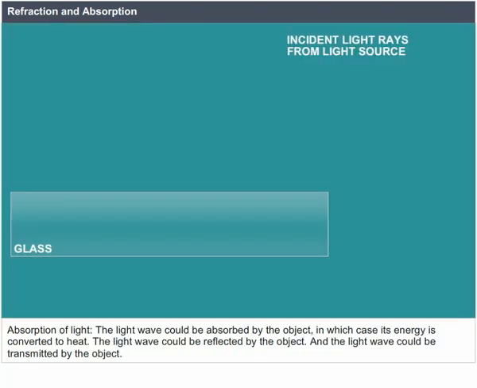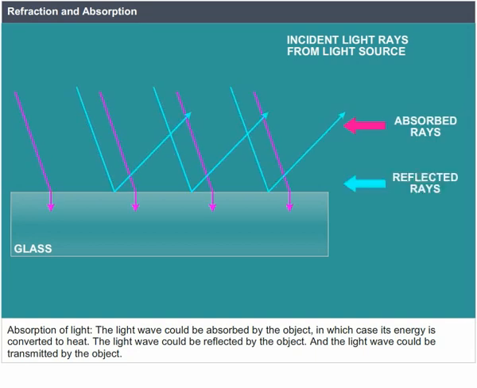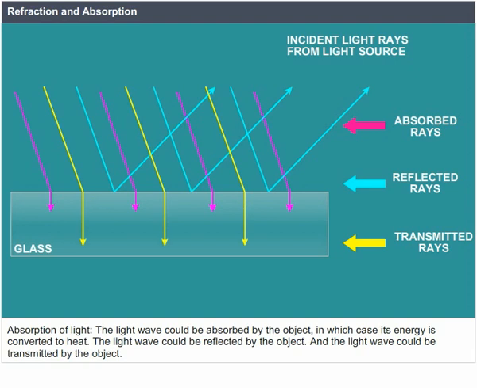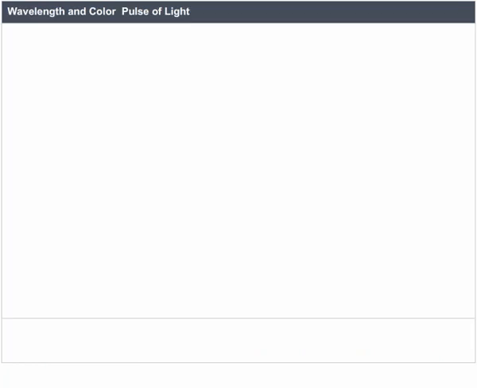Absorption of light. The light wave could be absorbed by the object, in which case its energy is converted to heat. The light wave could be reflected by the object, and the light wave could be transmitted by the object. Wavelength and the color pulse of light.